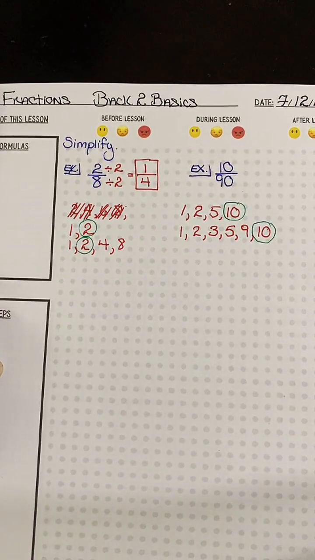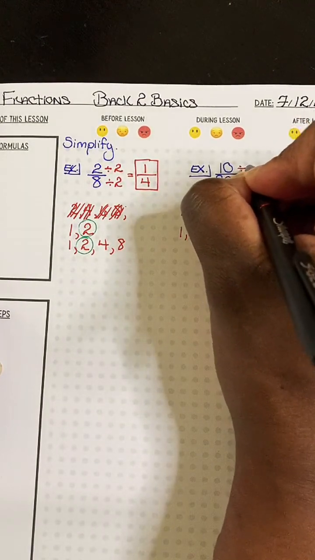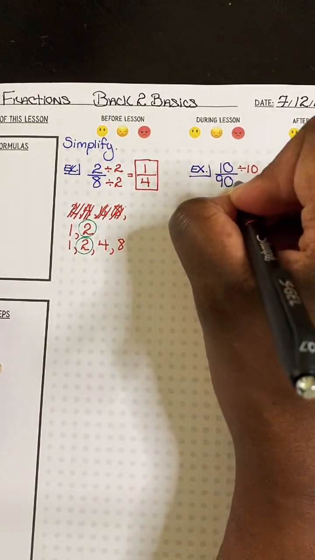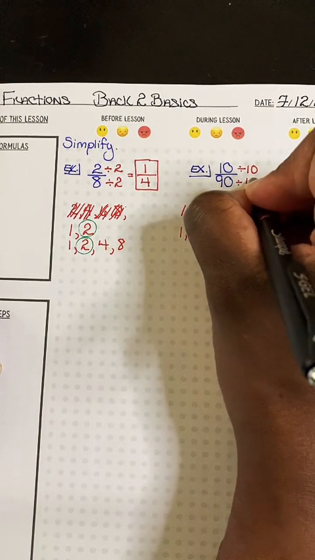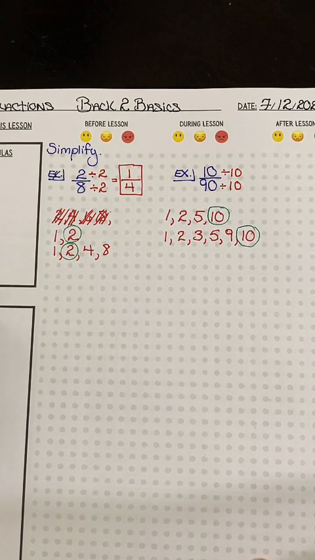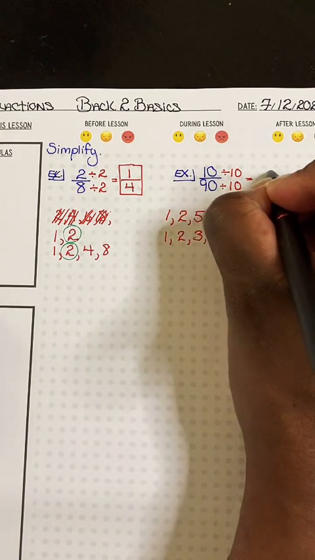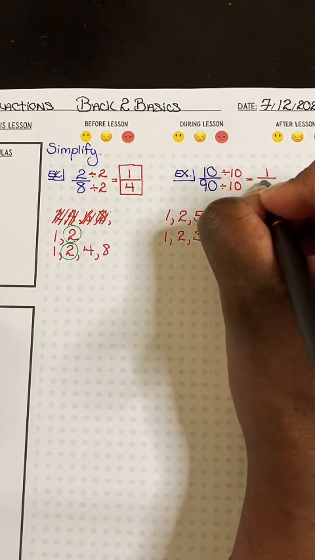So what you can do is divide. Remember, I told you there's a short way and a long way. This is the long way. We can divide both the numerator and the denominator by 10, which will end up being 1/9.